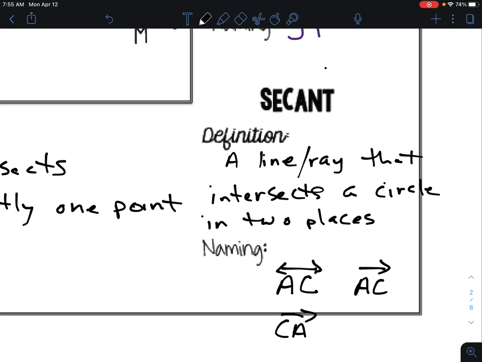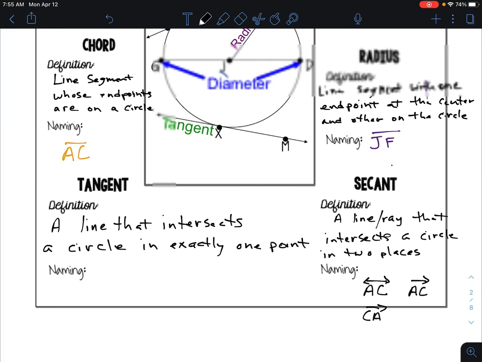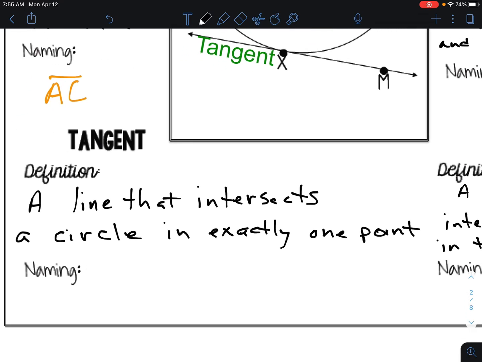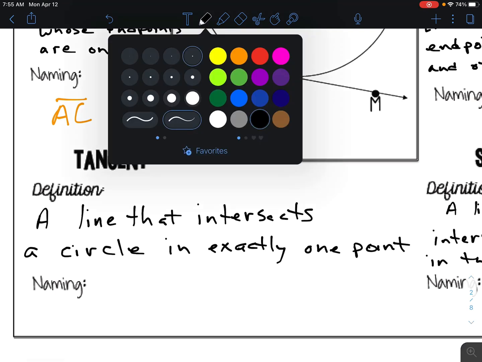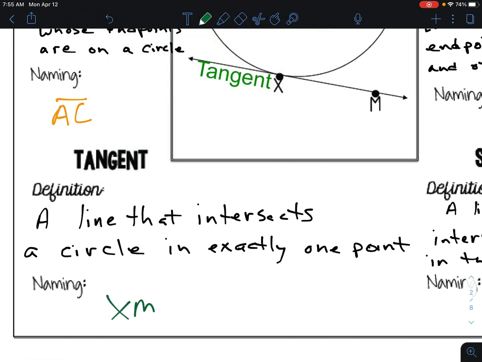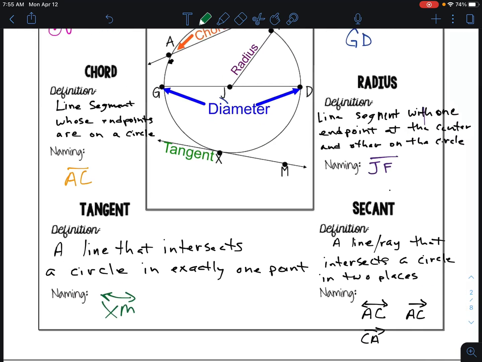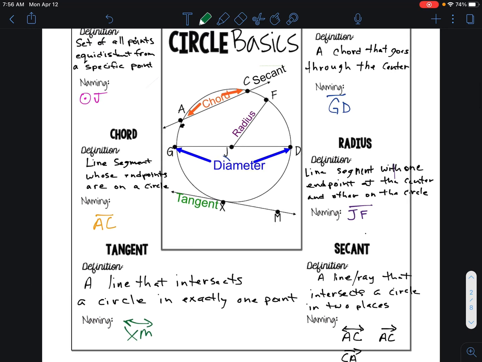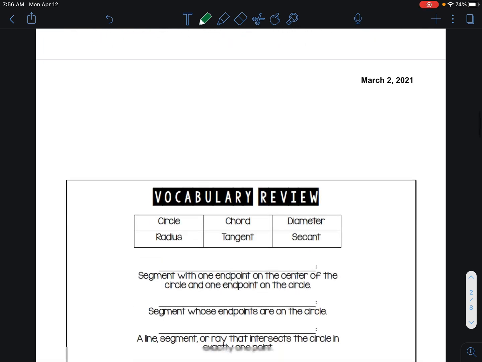And a tangent intersects the circle in exactly one spot. We're going to talk specifically about tangents today, okay? So that would be line XM or MX. So those are our new words. We're going to focus mainly on tangent today. Throughout the week, we'll be talking about chords and some other good stuff. So those are new circle terminology. All right, let's go ahead.